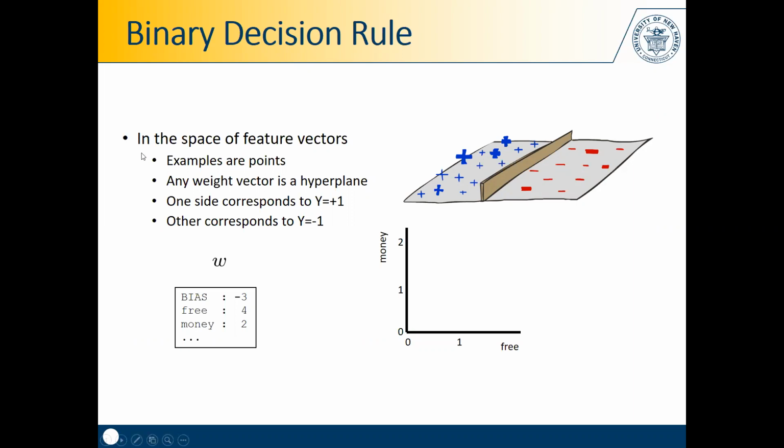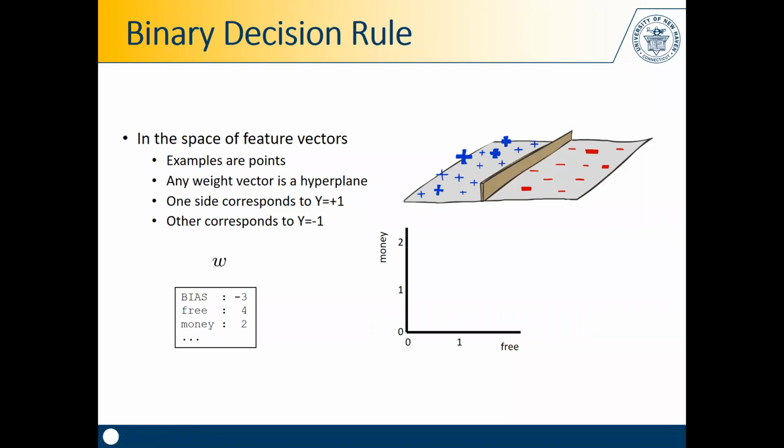Now, in the space of feature vectors, each sample is a point. So let's say it's a two-dimensional space. Each of our samples is a point on this plane. Any weight vector is a hyperplane. What's a hyperplane? You should already be familiar with this term. But in here, we're talking about a plane perpendicular to the original space of feature vectors.